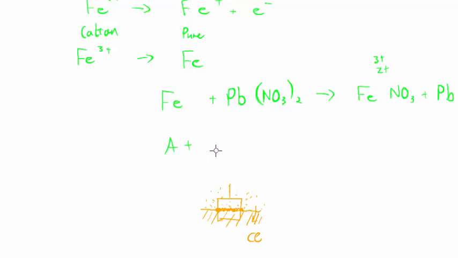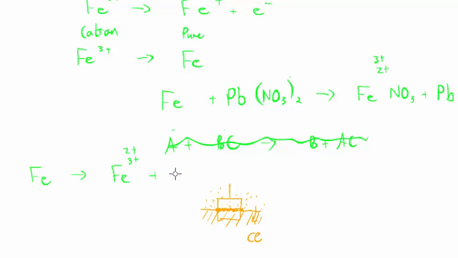So for example, if I have A plus BC, where both A and B are cations and C is an anion, the only thing that can happen is it can only become B plus AC. That's the only thing that can happen. Which means that we are going from iron to some sort of cation, 3+ or 2+. We must now decide which one is happening. So either 2 or 3 electrons.